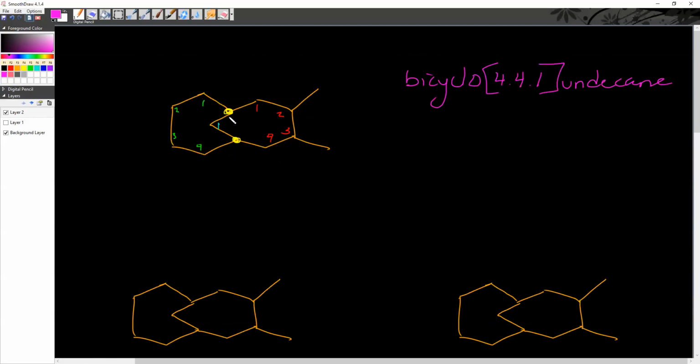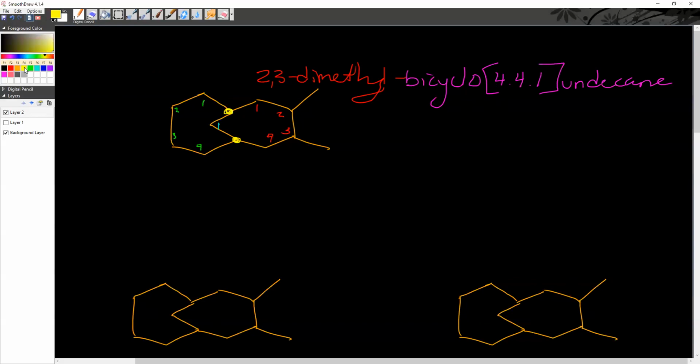And so the question is, both of these ring sizes are the same, so which one are we going to number? Are we going to number towards the red or towards the green? We're going to number towards the red because that's going to give us lower locants on our substituents. So I think it's quite clear that this is going to be 2,3-dimethylbicyclo 441 undecane. Okay.